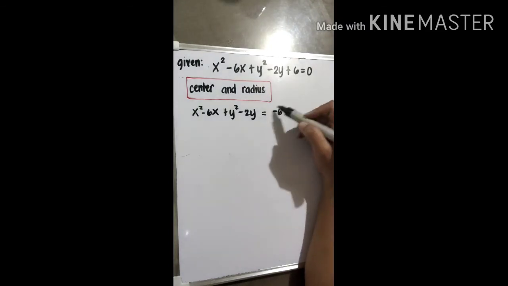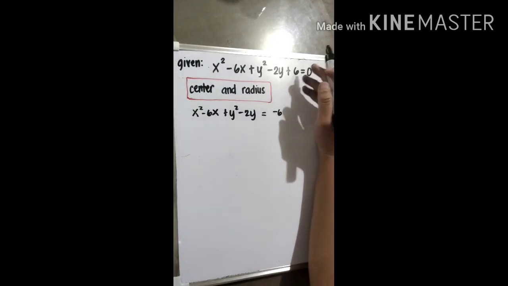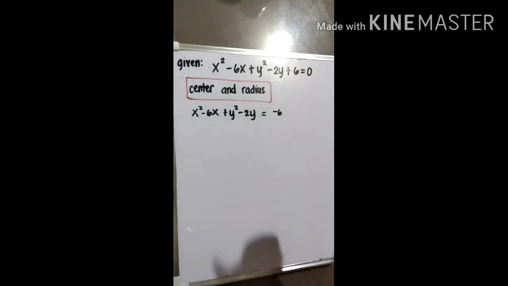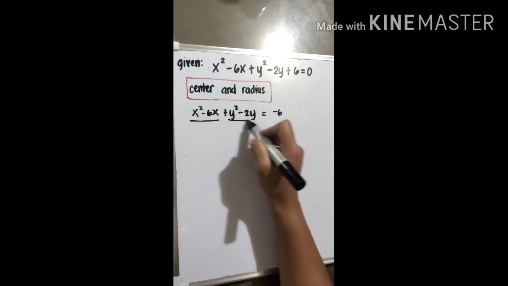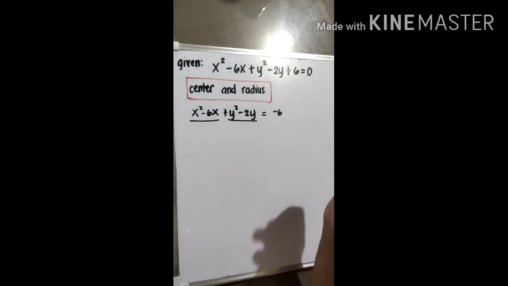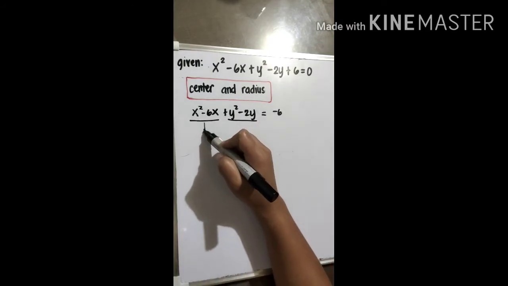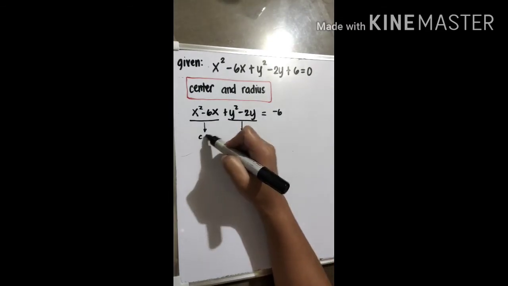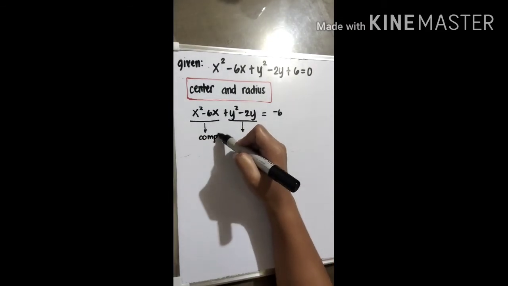So why did this become negative 6? Because it's positive on the left side, and then we transferred it to the right side, which is now negative 6. So we would express this into a quadratic, which is a perfect square trinomial. So expressing this into a perfect square trinomial, we will be doing the completing the square process.